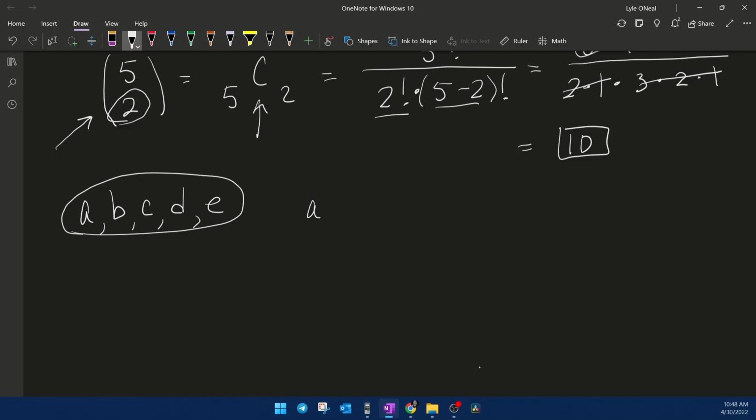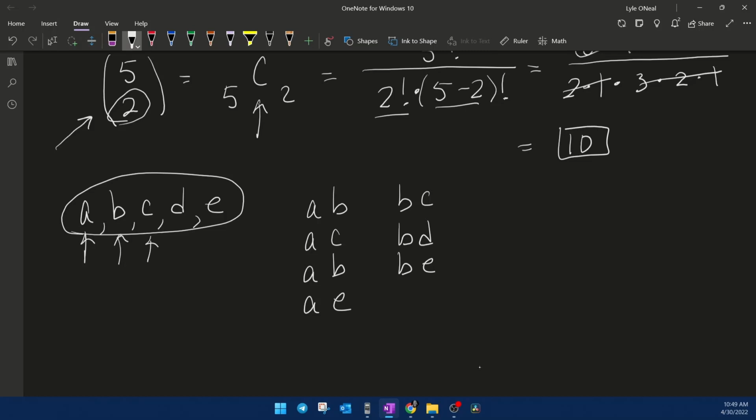Here we go. AB, AC, AD, and AE. All of those are different. So those would be the first 4 groupings using the value of A. And then I'm going to go to B. So next we would have BC, BD, BE. Notice that those are 3 different groupings, not the same as any of the first 4.